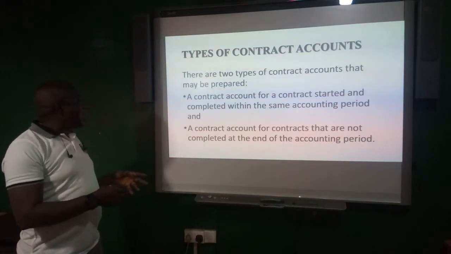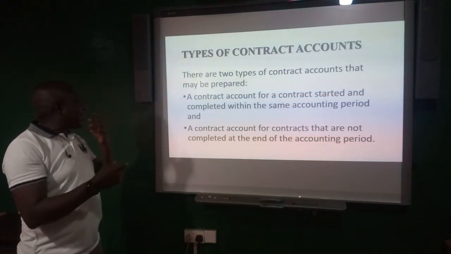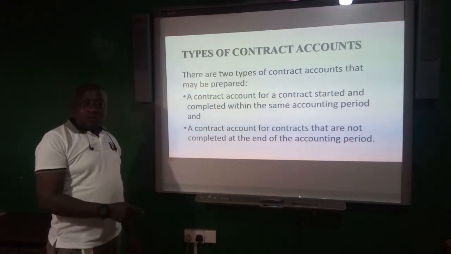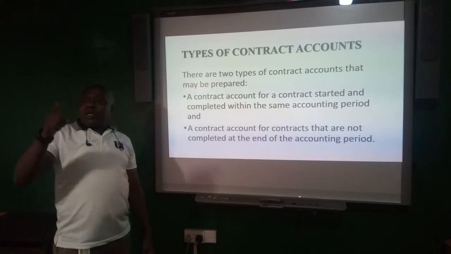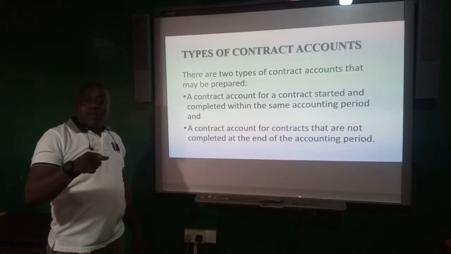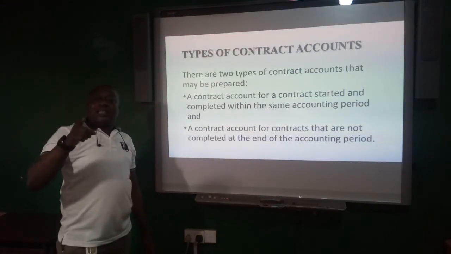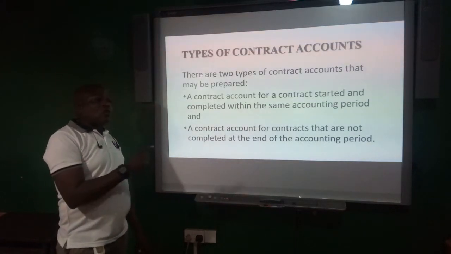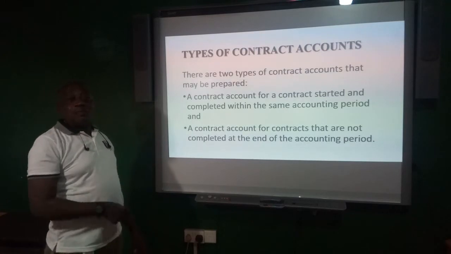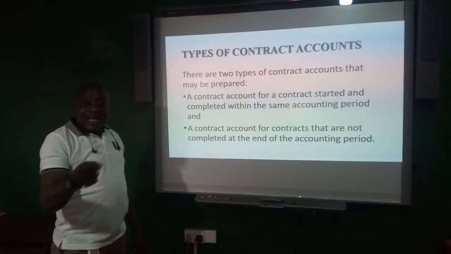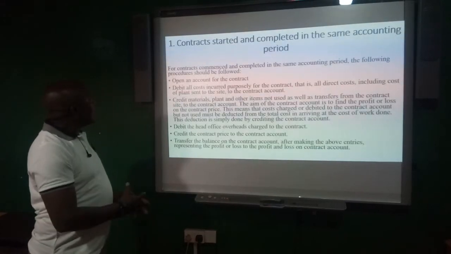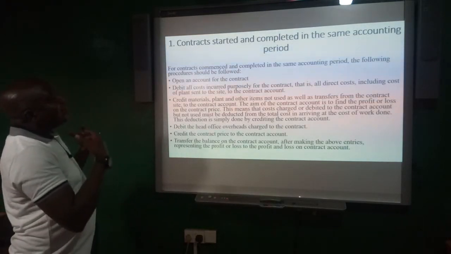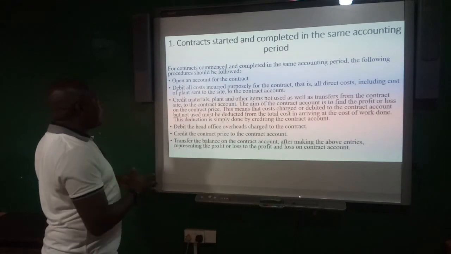And the second one is a contract account for contracts that are not completed at the end of the accounting period. If you look at the Kofi block, it was a contract started about 15 years ago. Still, we have not completed it. So that is an example. I'm giving you a living example. Good. So we have to look at contracts that are started and completed within the same accounting period.